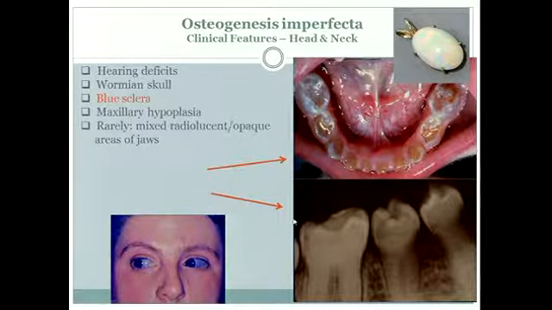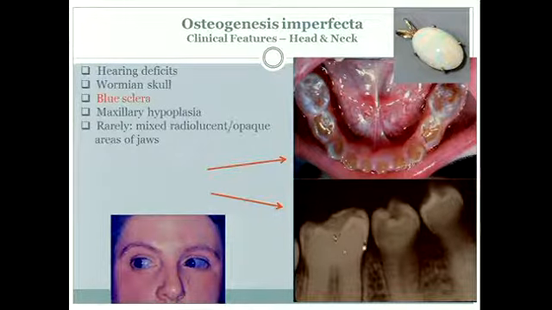And so in these patients, they'll have blue sclera related to that collagen imperfection. They'll have a Wormian skull, which means the skull bones itself don't come together. They're very small in their structure, and so we don't get those good sutures going on to protect the brain.